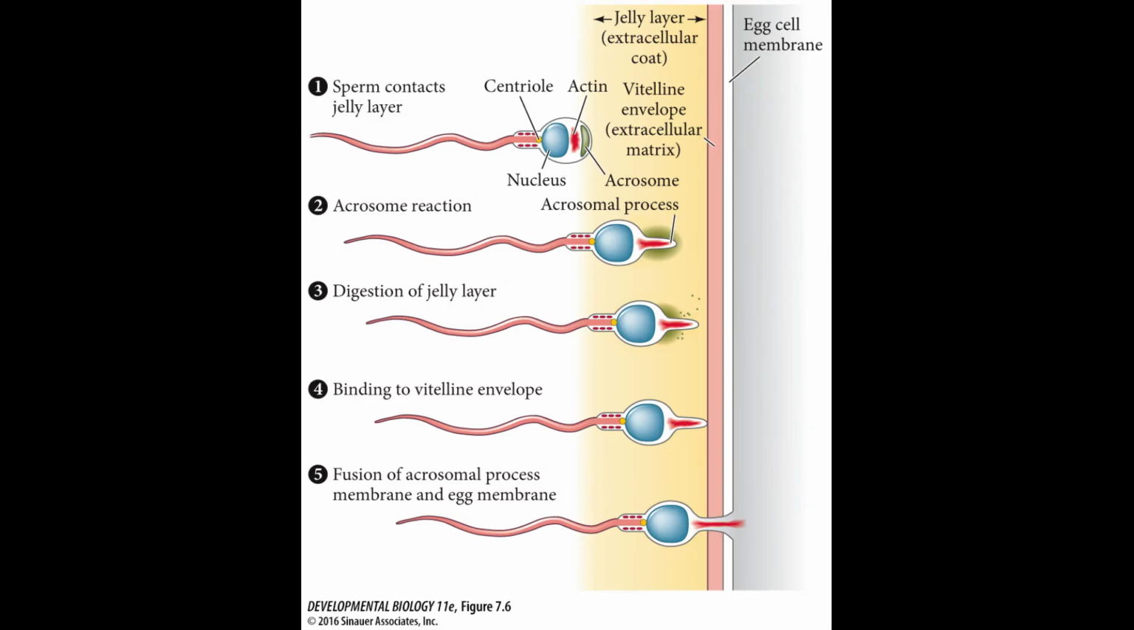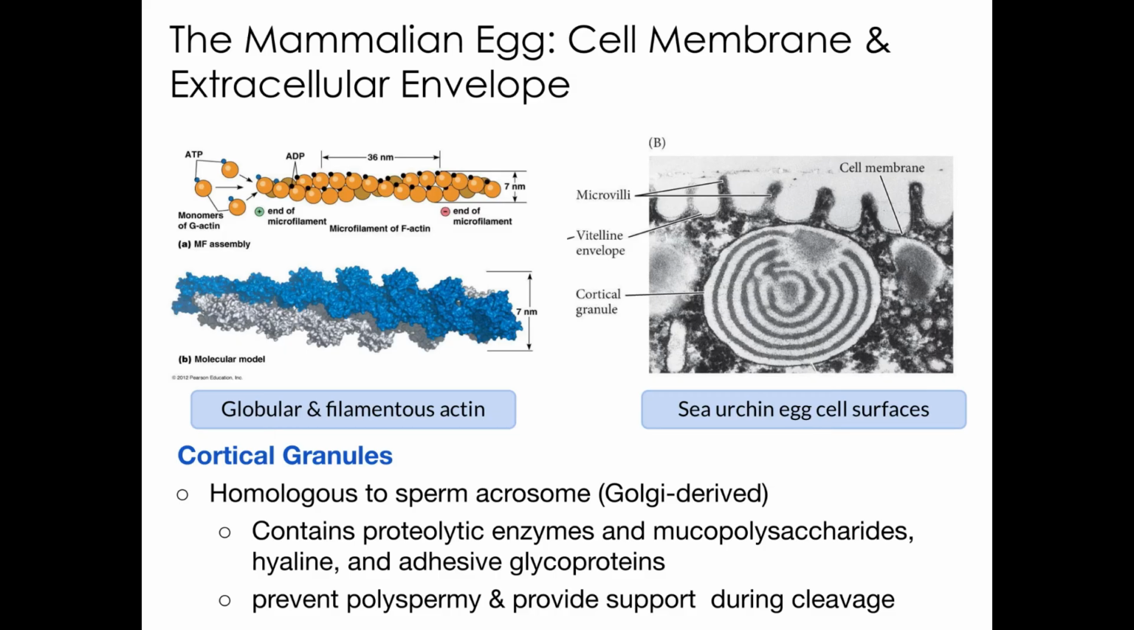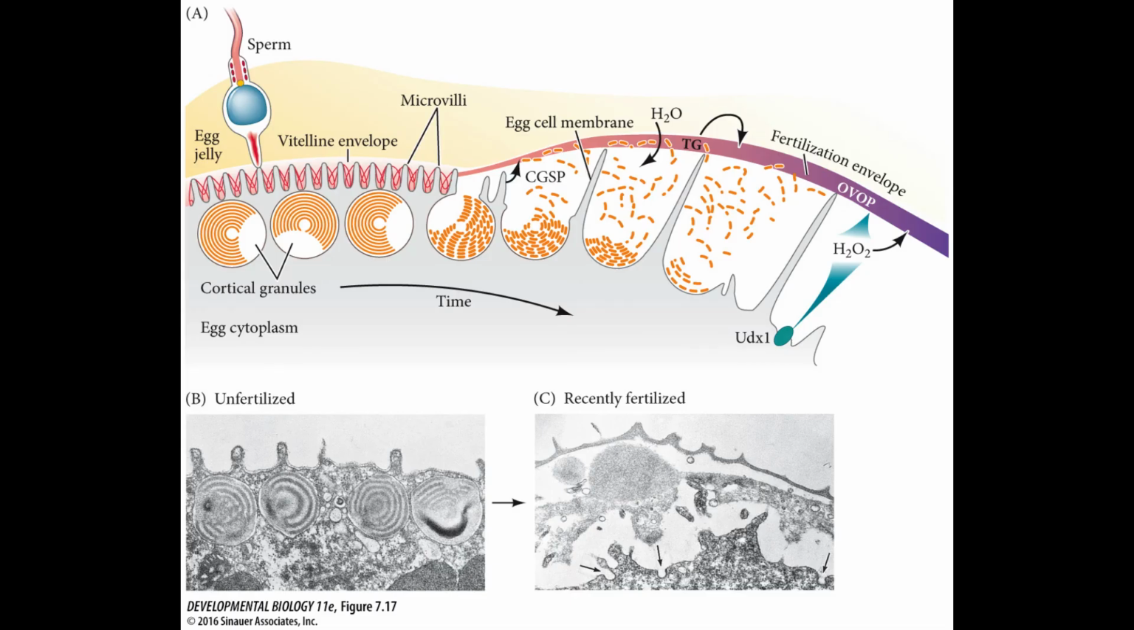So remember that in the case of the sperm, the enzymes that are released from the acrosomal vesicle are going to help the sperm to digest the path through the egg's outer coverings. But in the egg, the cortical granule releases proteolytic enzymes and mucopolysaccharides that are going to help remove additional sperm that may have attached to the egg at the time of fertilization. The granules also release adhesive glycoproteins and hyaline, which will help to support the blastomeres during early cleavage.